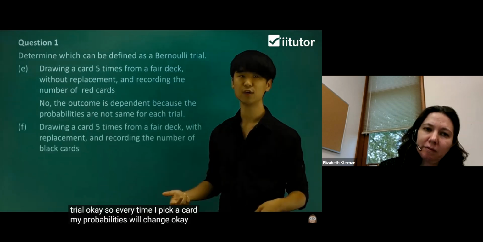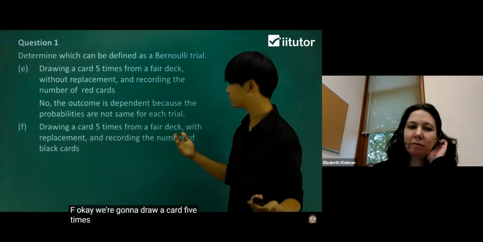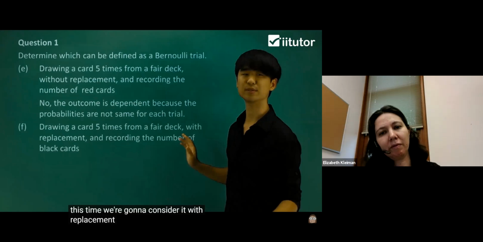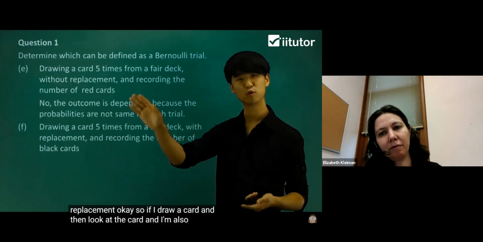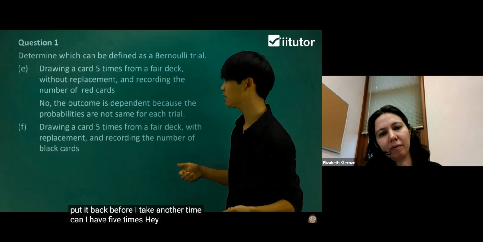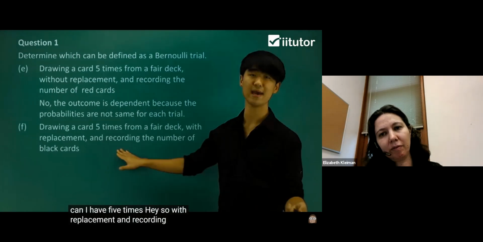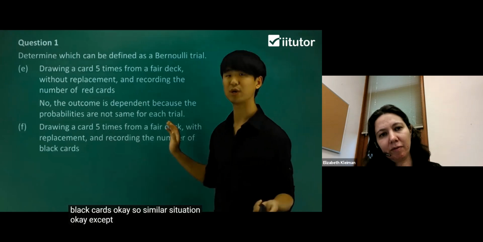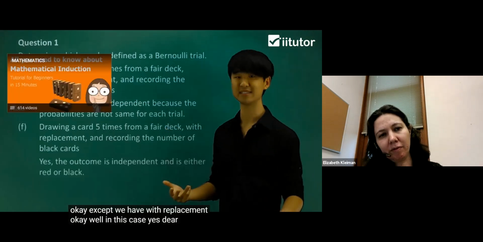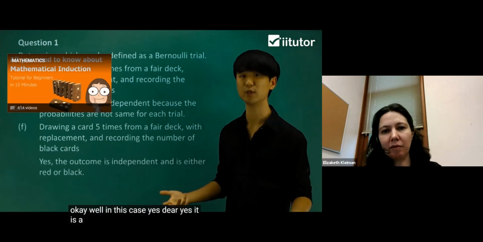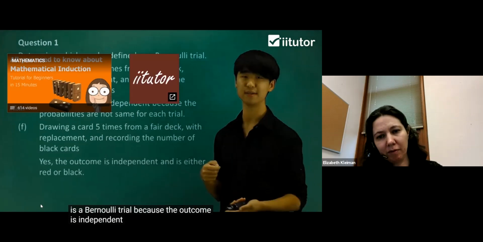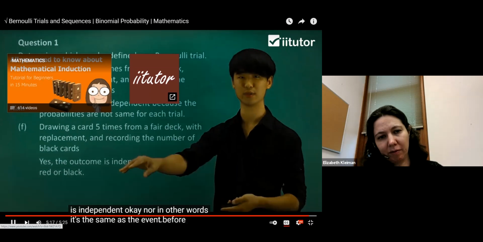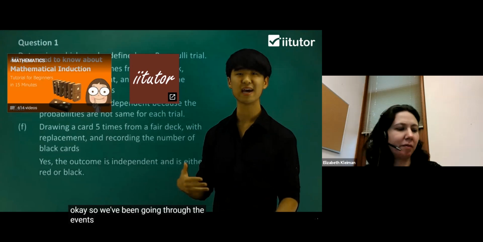Now in F, we're going to draw a card 5 times from a deck again, but this time with replacement. If I draw a card and look at it, I'm also going to put it back before I take another card. I'm going to do that 5 times, recording the number of black cards. Similar situation, except we have replacement. In this case, yes, it is a Bernoulli trial, because the outcome is independent, or in other words, it's the same as the event before, because I am replacing the card. So we've been going through the events that classify things as a Bernoulli trial.